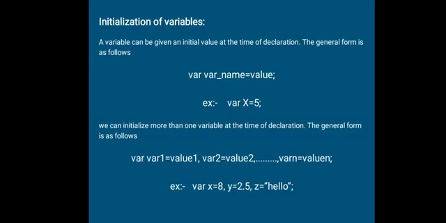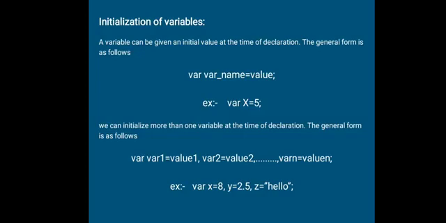We can initialize more than one variable at the same time at the time of declaration. Here you can see the general form. Each variable is assigned an initial value, separated by commas. Like in this example, I have taken three variables x, y and z. I have initialized x to 8, y to 2.5 and z to hello.